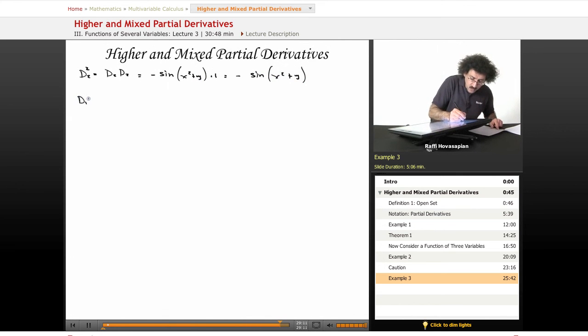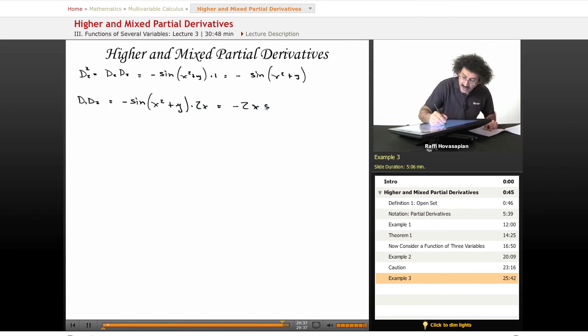Now let's do d1, d2. In other words, we've taken d2, now we're going to take d1 of d2. Minus sine of x squared plus y times 2x is going to be minus 2x sine of x squared plus y.